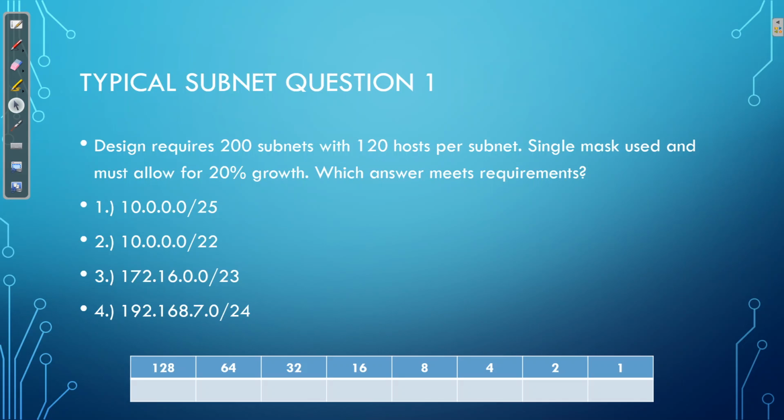So, typical subnet question 1. The design requires 200 subnets and 120 hosts per subnet. A single mask is used and it must allow for 20% growth. Which answer meets those requirements? Pause the video and try this yourself. When you think you've got the answer, play it and I will explain it to you.